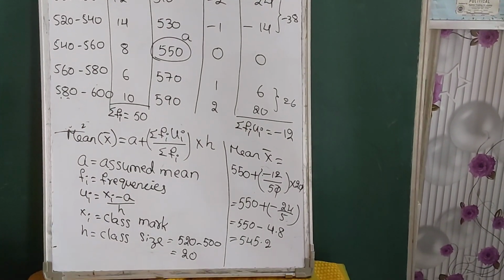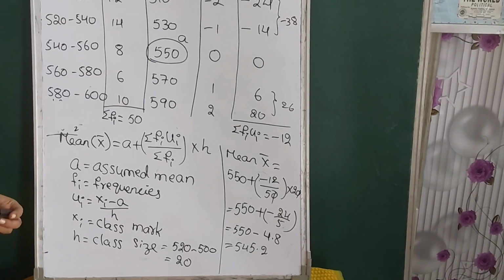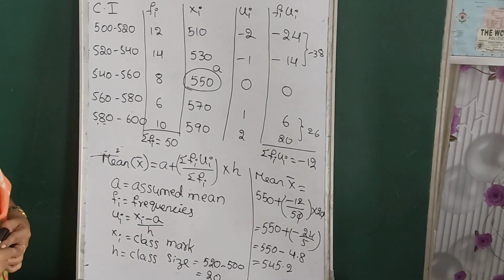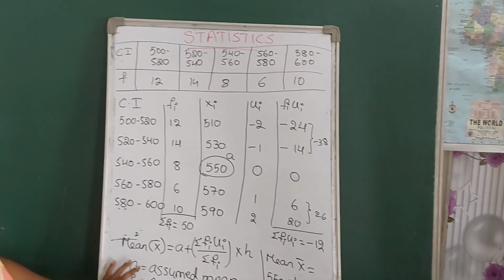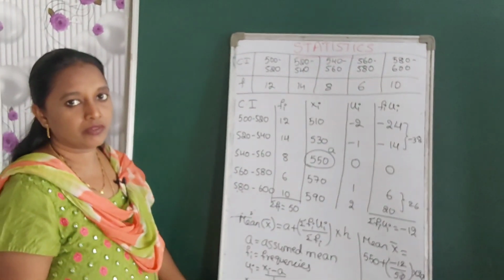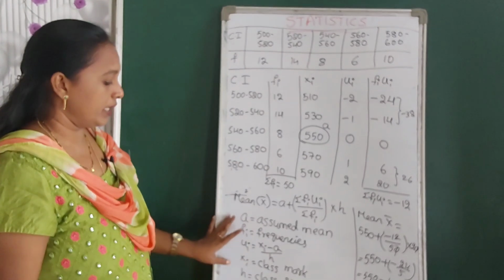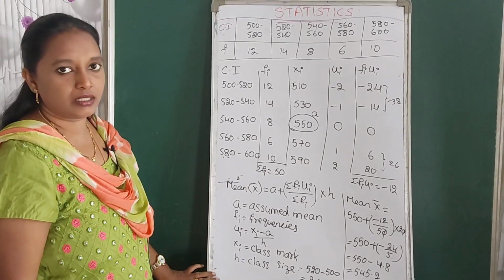Actually mean is very easy and the step deviation method is very easy. Easily you can score 8 marks, but most of the students won't expand these terms. That's where they lose the marks. Don't forget to expand these terms.